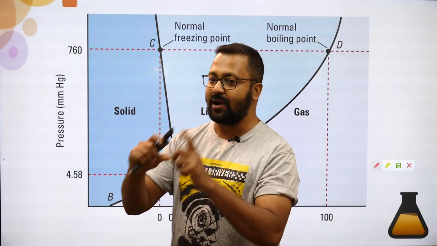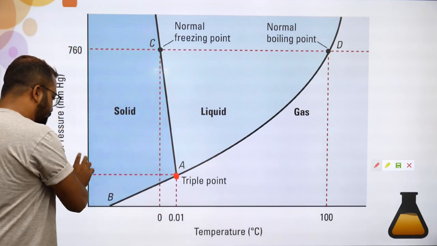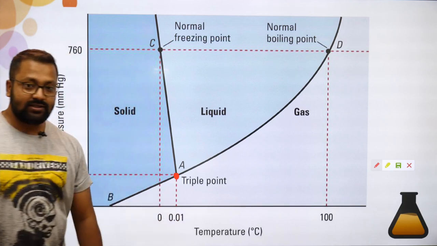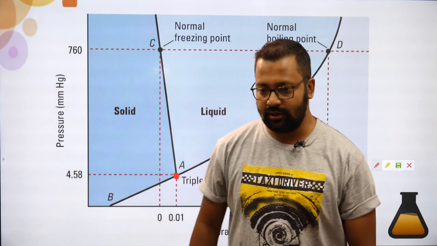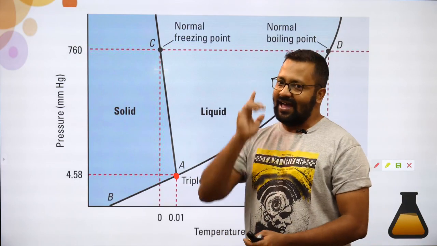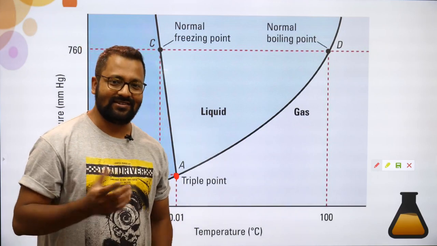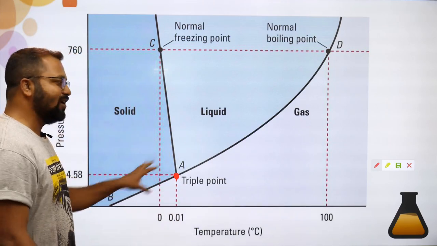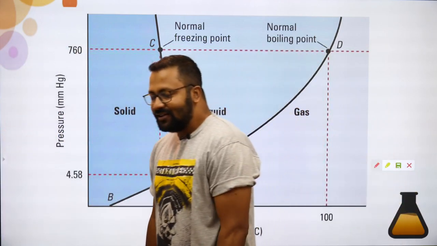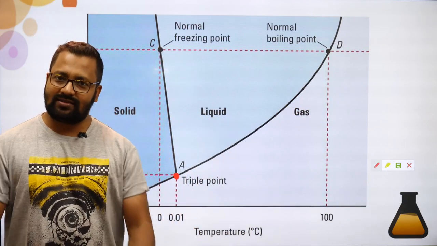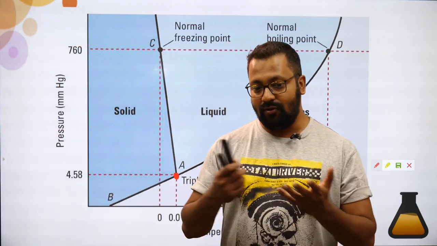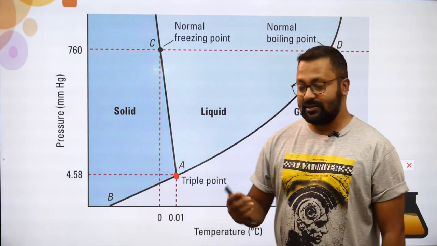Matlab agar aapne ek camera fit kiya and you observe the pressure of 4.5 mm of Hg and temperature of 0.01 degree Celsius, at this temperature you can see water vapor, liquid and solid to exist simultaneously in the vessel. Okay, and it's a very interesting phenomenon. Ye kisi aur condition mein nahi hota hai. Aapne bachpan mein kabhi apne teacher se pucha hoga ki sir, solid, liquid and gas tino ek saath exist nahi kar sakte hain kya? Bahut logon ne kaha tha ki no, they cannot exist. But yes, they do exist.